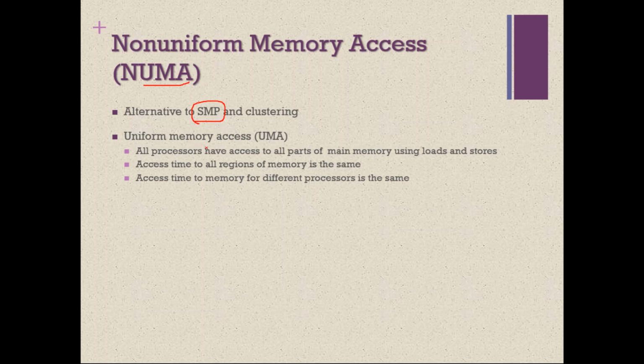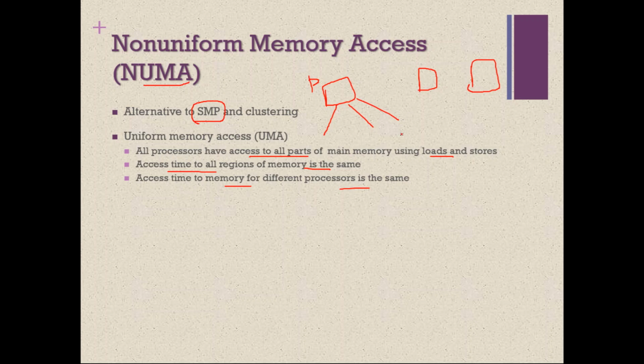So uniform memory access means all processors can access all parts of memory by using either load or store instruction, and the access time for all regions of memory is the same. It is not that for some region the access time is more and for some region it is less. For all regions the access time is the same. For a given processor, accessing any part of the memory will take the same time.